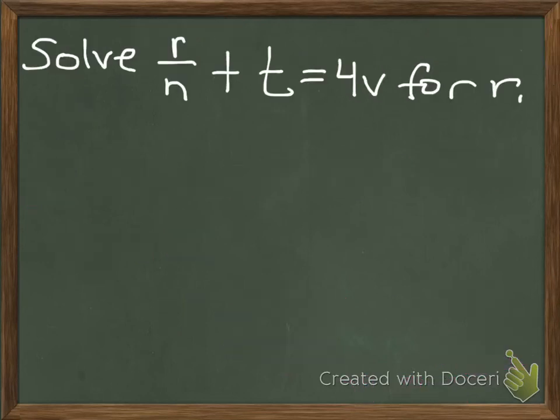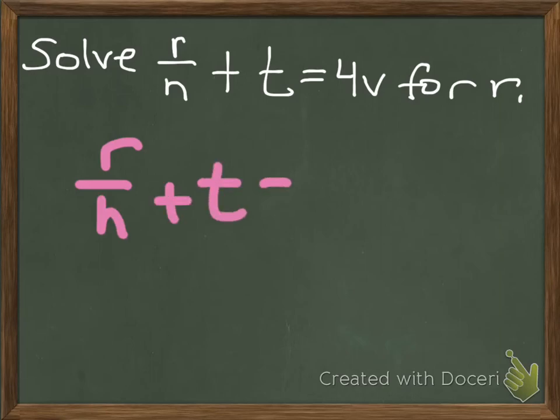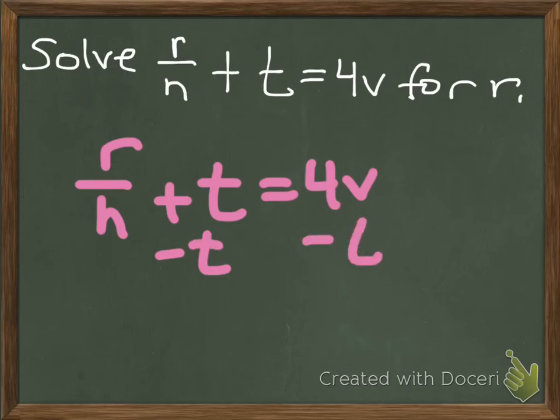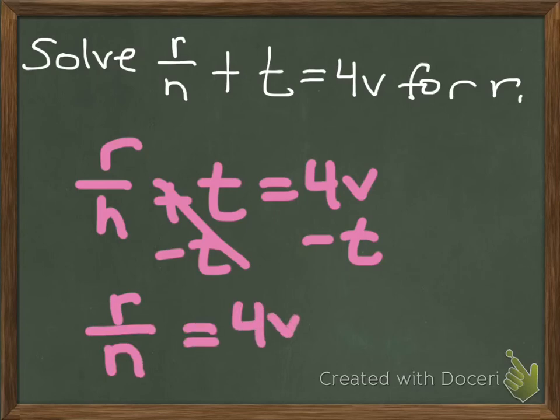Here we're going to solve for r, so we need to get everything away from the r except for the r. So we have r over n plus t equals 4v. So we need to start with what's not directly with the variable that we need to cancel everything out with. So we subtract t. We have r over n equals 4v minus t.